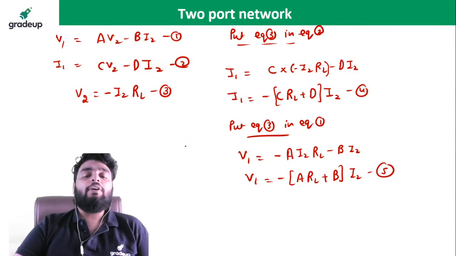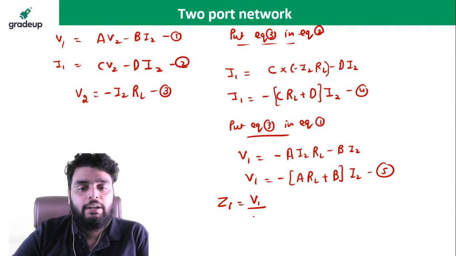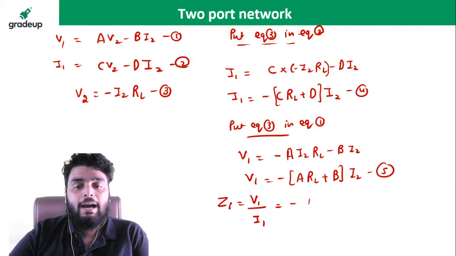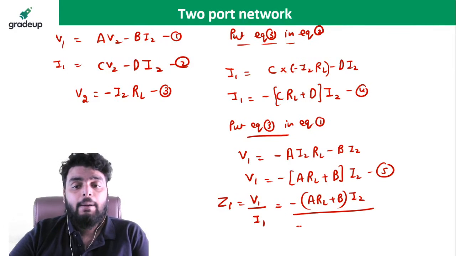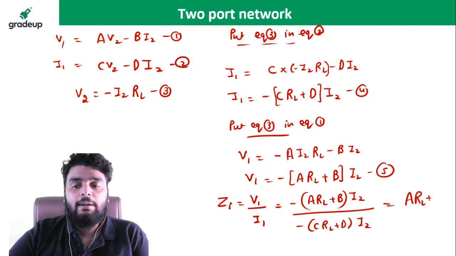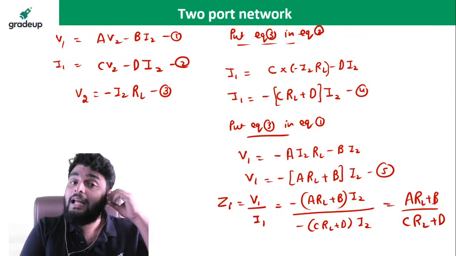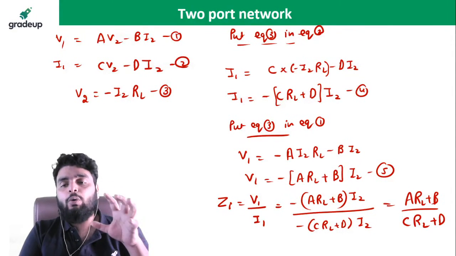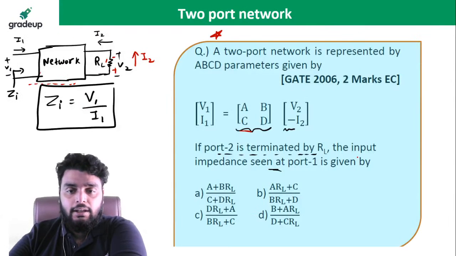Now I need to find the ratio of V1 and I1. So input impedance is equal to V1 divided by I1. V1 is minus (A times RL plus B) multiplied by I2, divided by minus (C times RL plus D) multiplied by I2. So what answer do we get? A times RL plus B divided by C times RL plus D. You should know mathematical calculation and how to handle mathematical expressions. If you know how to handle them, then you can solve two-port parameters very easily. So the answer is (A RL plus B) over (C RL plus D), option D.